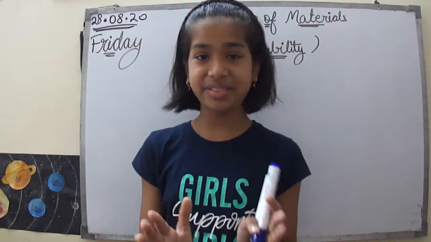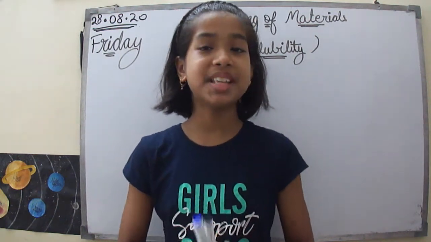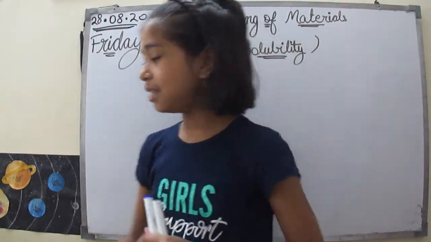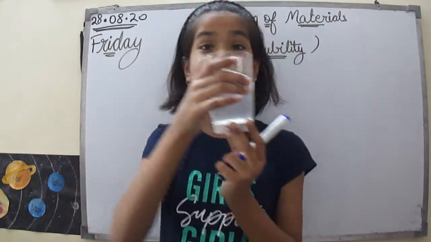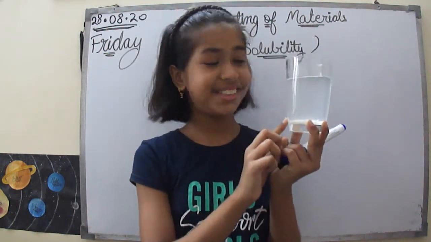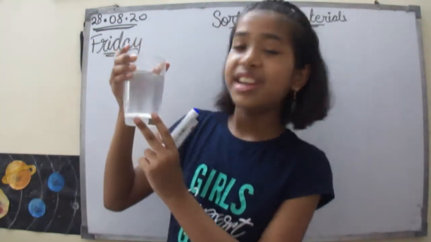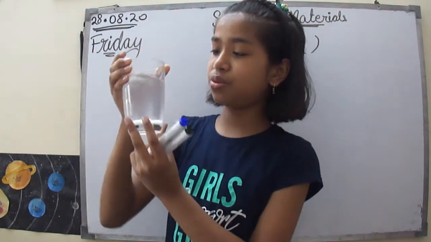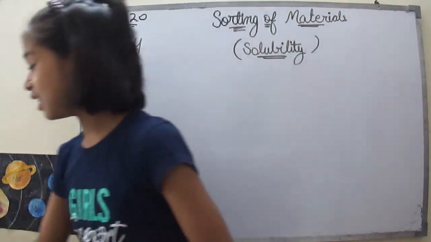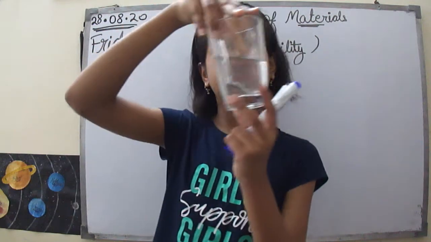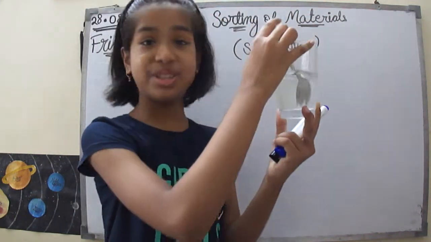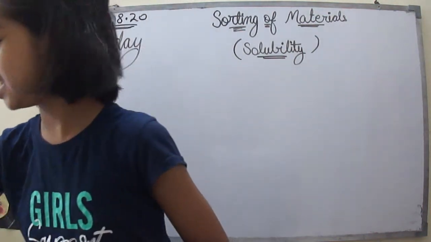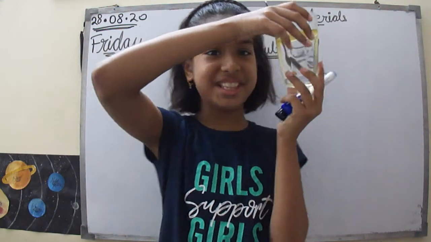In my previous video we had done some experiments, and you can also go through that video by clicking on the I button at the corner. Now let me show you that experiment. Here we had mixed rice grain into a glass of water, and in another glass of water we had mixed salt, and in another glass of water, it's very interesting to see, we had mixed oil.